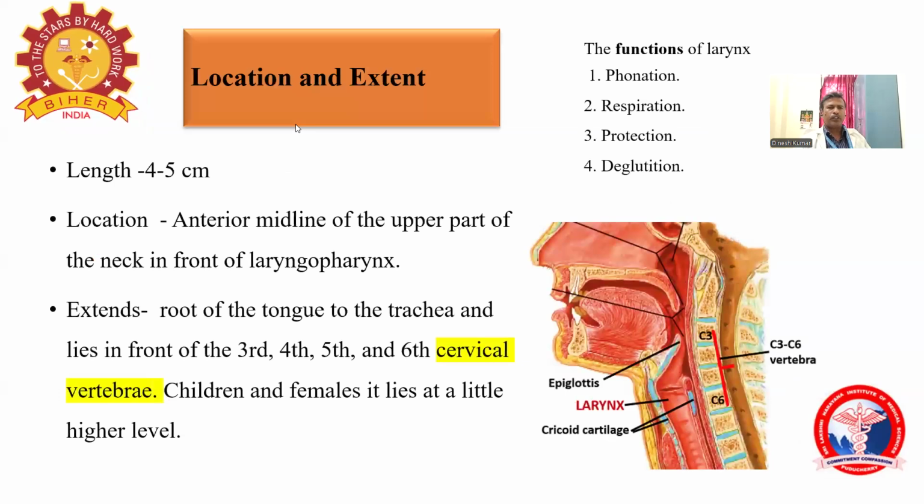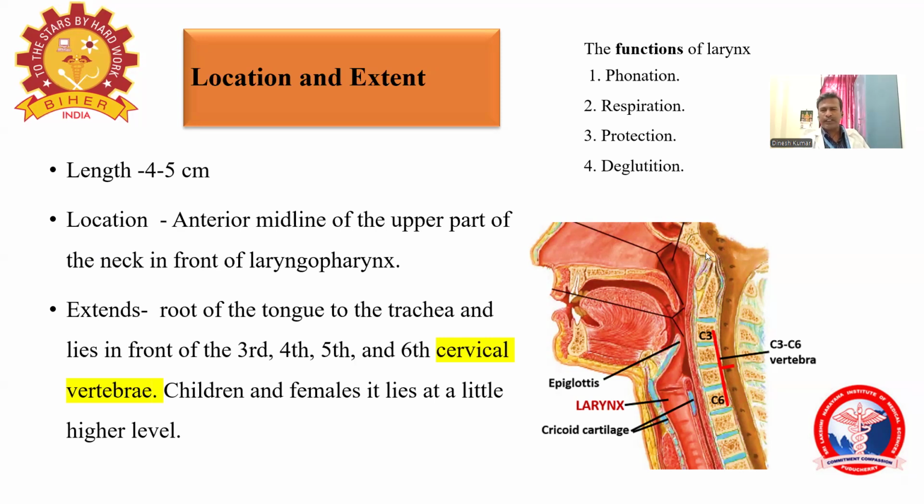Now we discuss the location and extent. The larynx is located in the anterior midline of the upper part of the neck, in front of the laryngopharynx. The average length of the larynx is about 4 to 5 centimeters. It extends from the root of the tongue to the trachea and lies in front of the third, fourth, fifth, and sixth cervical vertebra. In children and females, it lies at a slightly higher level.